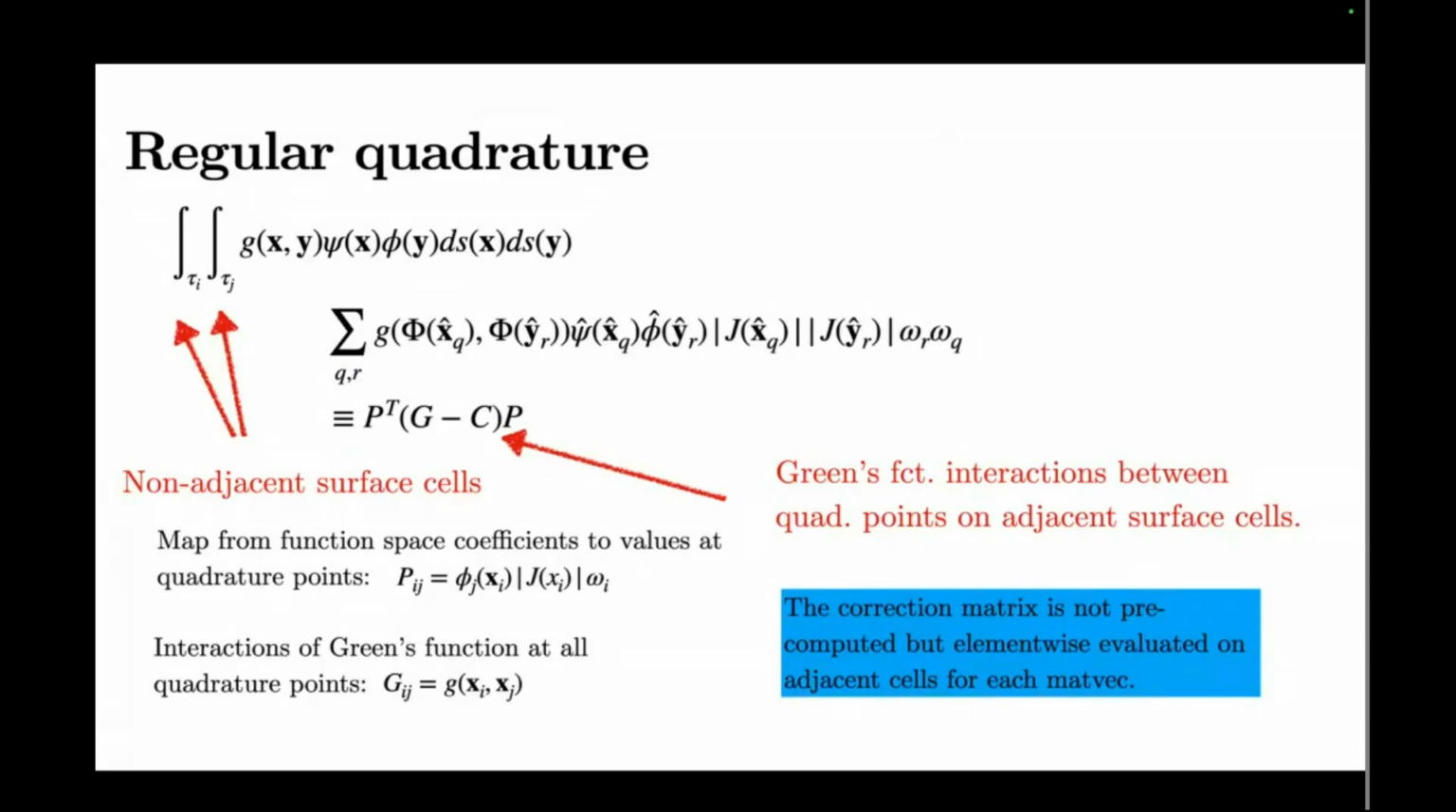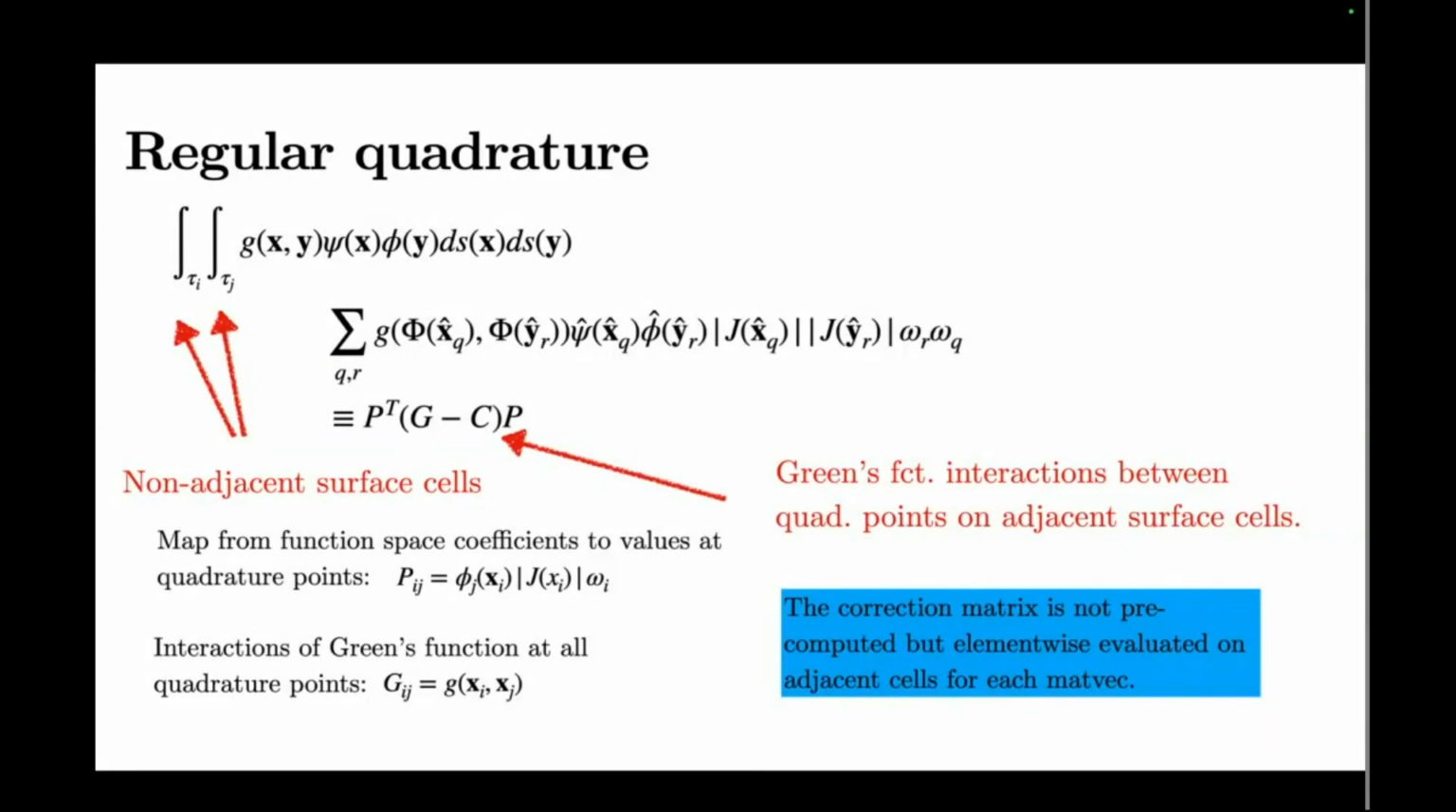Why are we writing this in this funny form? This is so that the G matrix can be treated completely separately from the rest, because these are just point-to-point interactions of the Green's function. And for this, you can then use any kind of software that allows fast computation of these particle interactions under the potential function. Then you don't have to worry about the grids or triangles or anything. That comes in through the corrections and through the P and P transpose matrices.